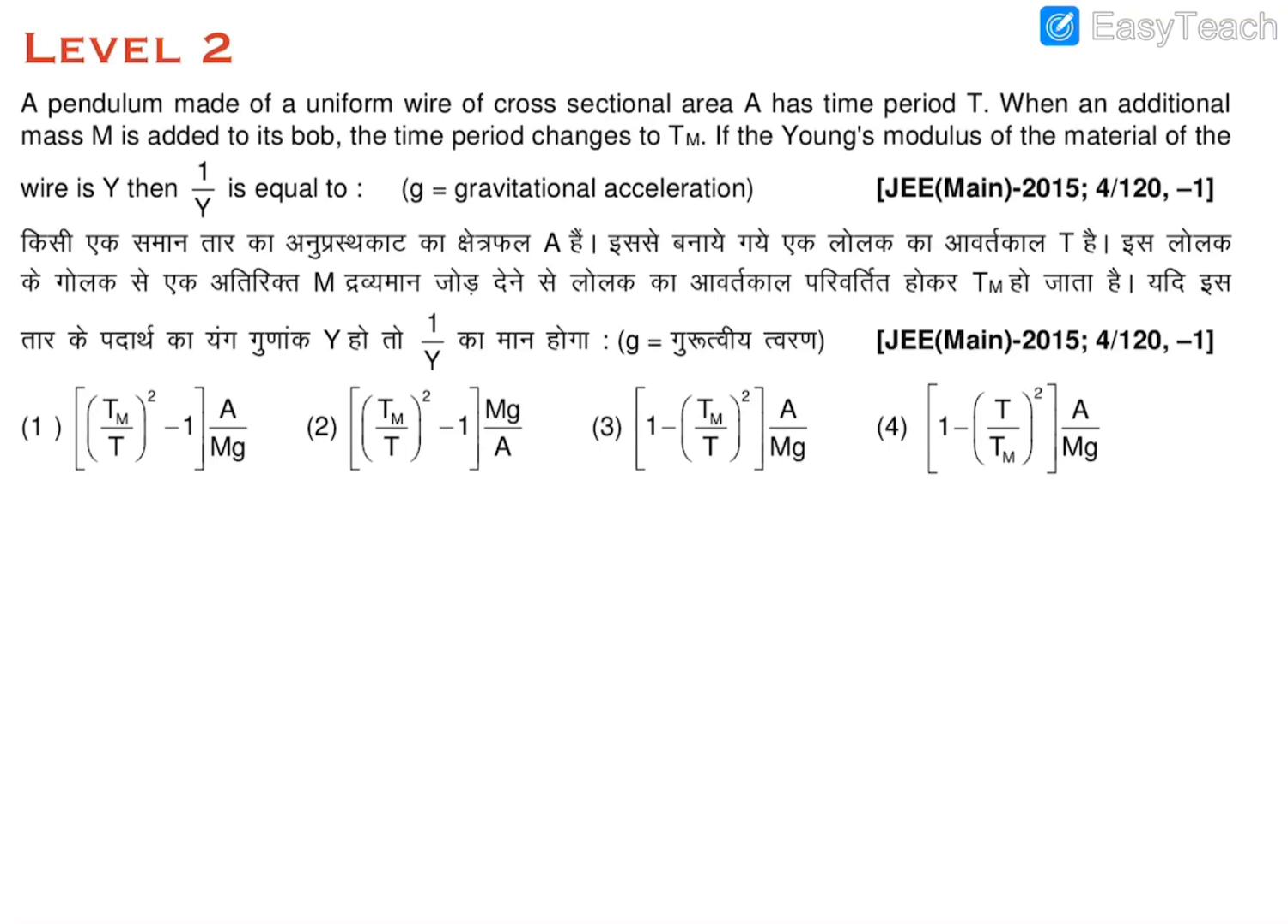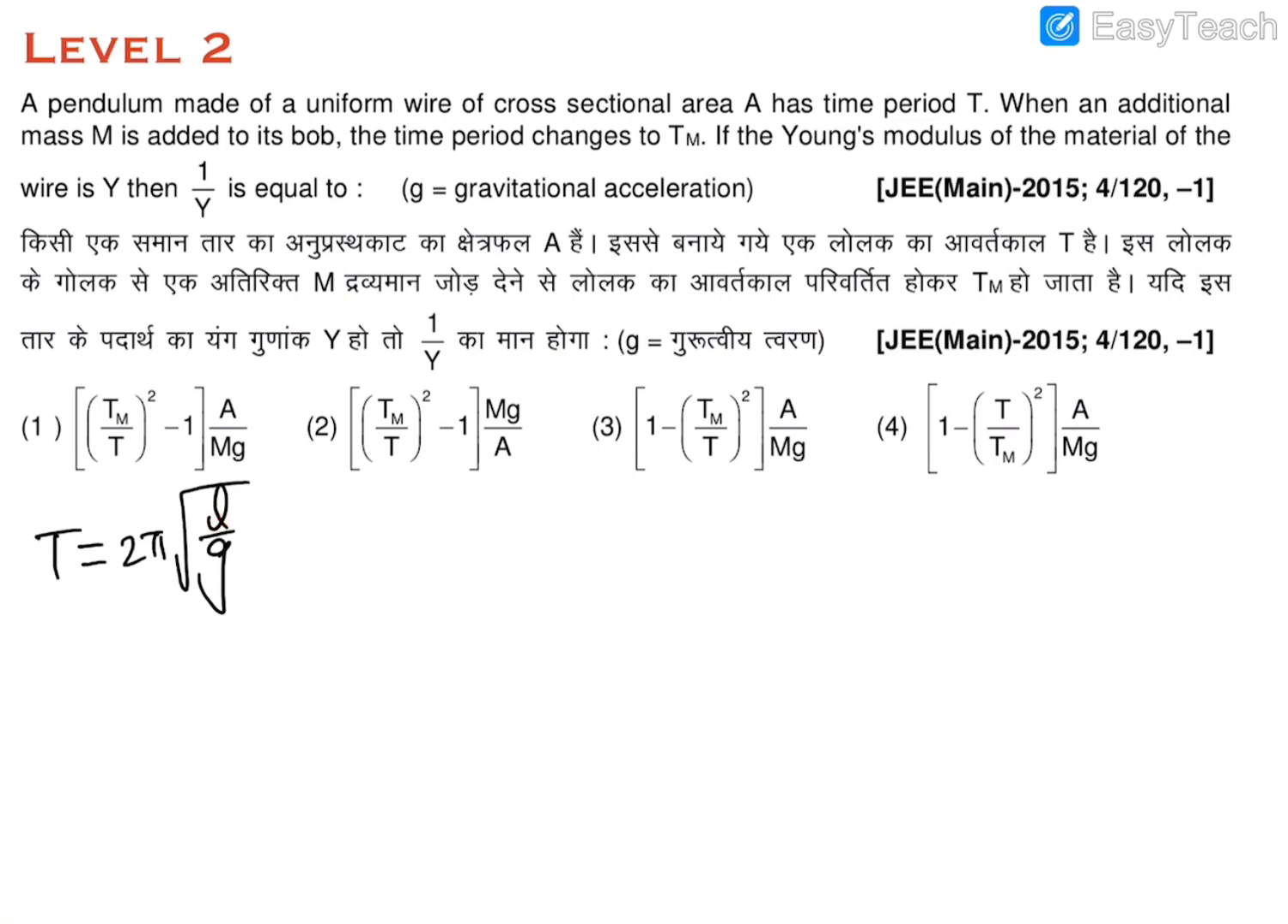In this question, it is given that there is a pendulum connected with a wire whose area of cross section is A, and it is oscillating with a time period of T. When additional mass m is added to this pendulum ball, the time period changes to Tm. Now you must be wondering why the time period of a pendulum changes due to some additional mass, although its time period does not depend on the mass.